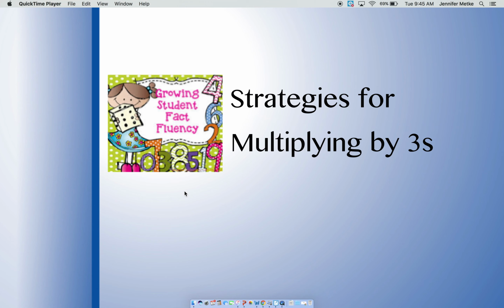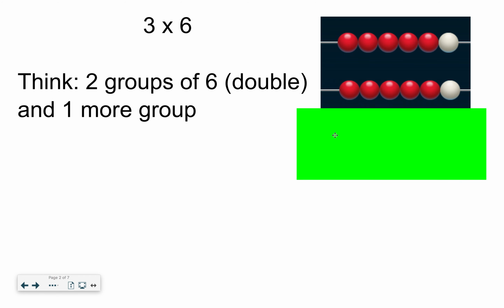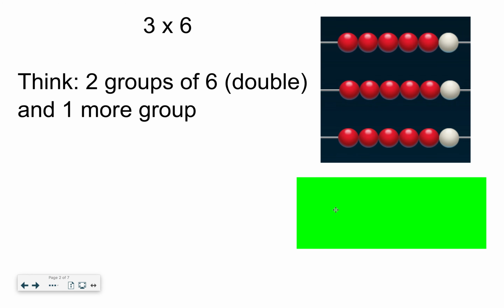This video will discuss strategies for multiplying by threes. When multiplying by threes, I could skip count, but a more efficient strategy is to use what I already know, and I already know doubles. So think of 3 times 6 instead as a double. 2 times 6, well, I know my double of 6 is 12, and then I add one more group of 6. 12 plus 6 is 18.